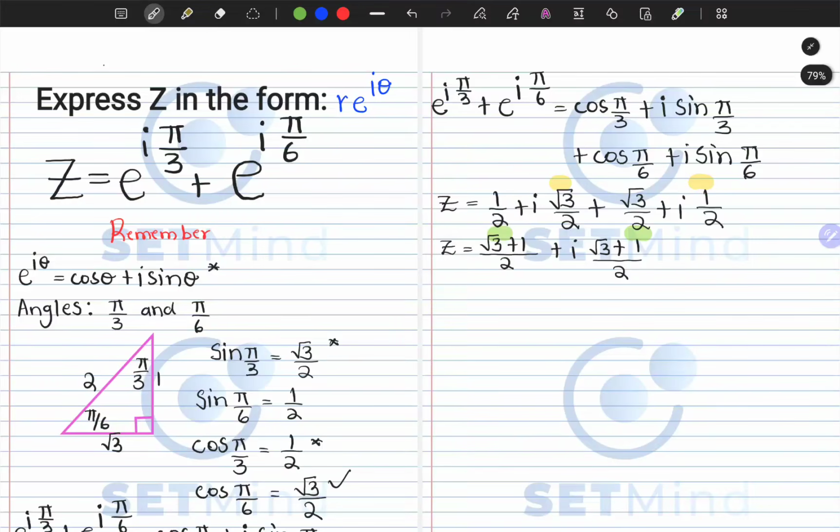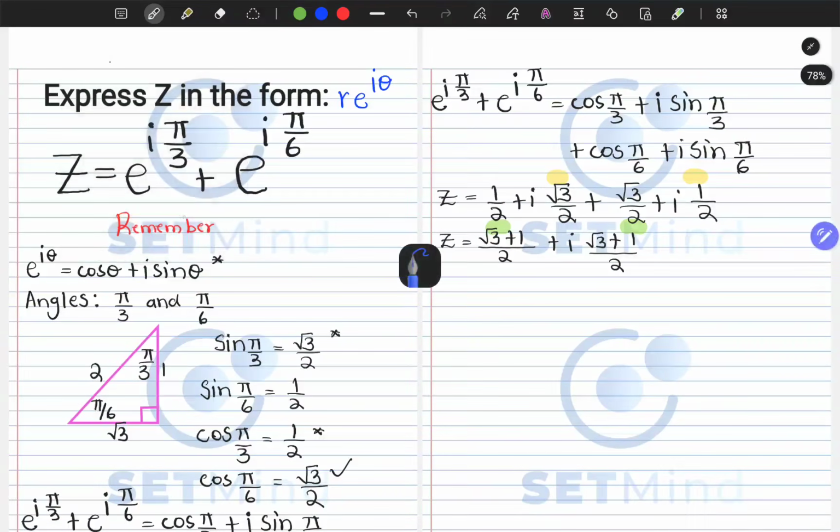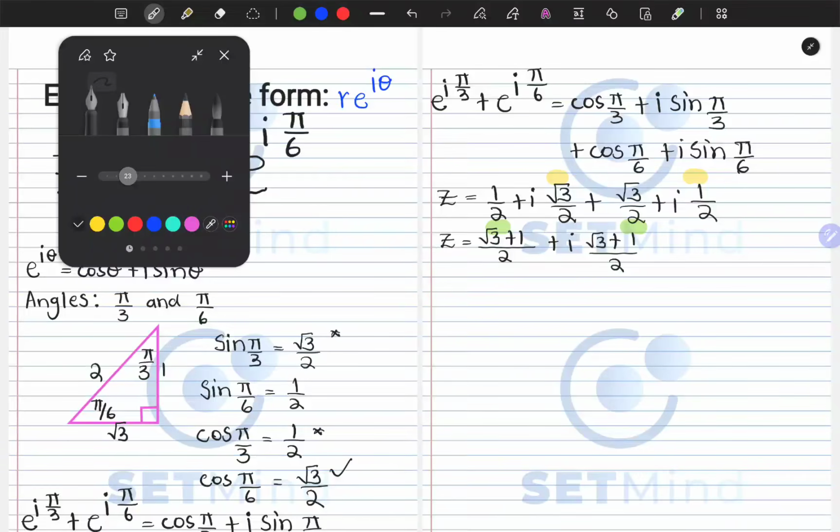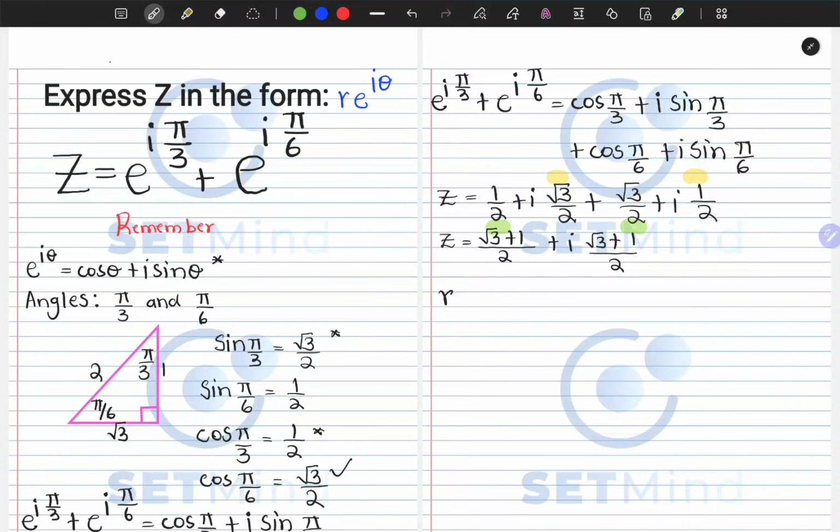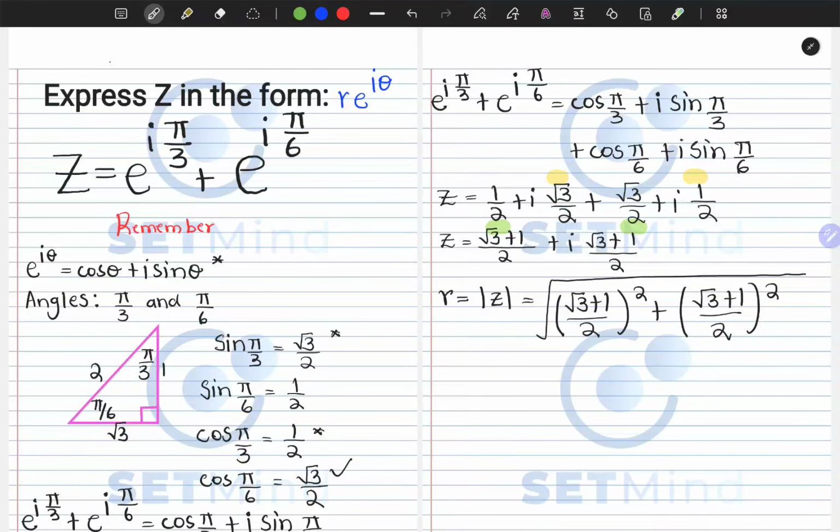And remember, we need to write this in the form which is given there. So we need to figure out what r is. By now you should remember that your value of r is just the magnitude of z. And how do we find the magnitude? We take the real part and the imaginary part, we square them, we sum them, then we take the square root. So we have square root of 3 plus 1 divided by 2 all squared, plus square root of 3 plus 1 divided by 2 all squared.